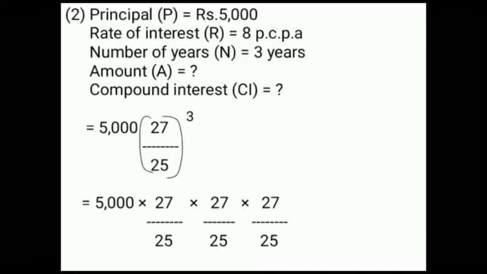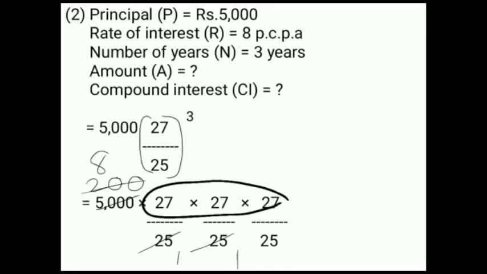So now you have to do the cancellation. 25 ones are 25, 25 twos hundreds, 200s are 5000. 25 ones are 25, 25 eights are 200. So now you have to multiply this. 27 cube is how much, that you have to multiply. So first I will multiply 27 square.